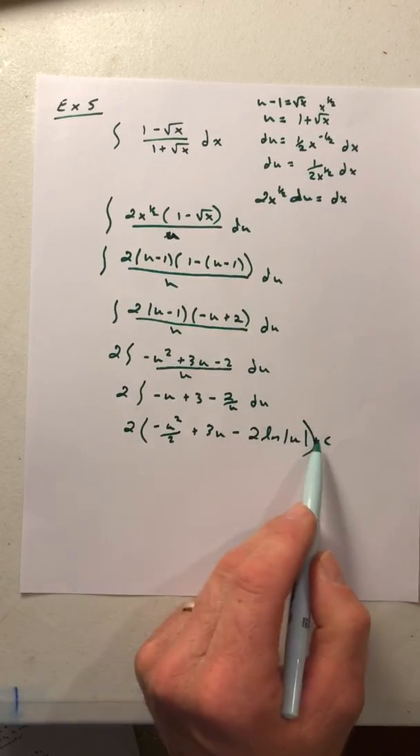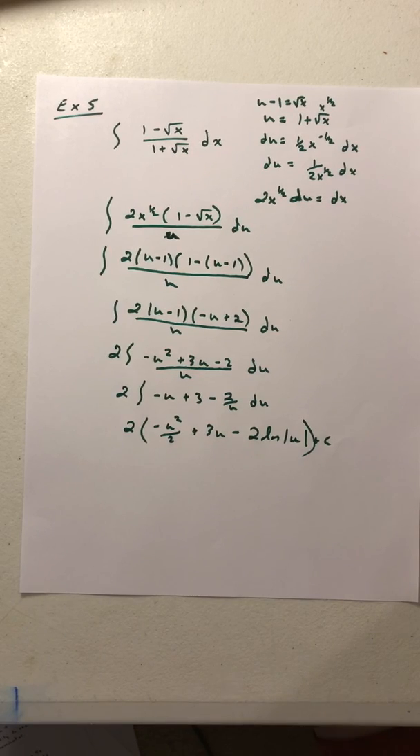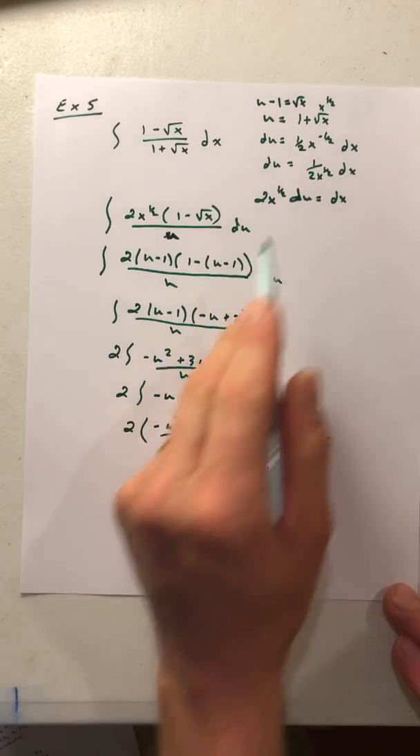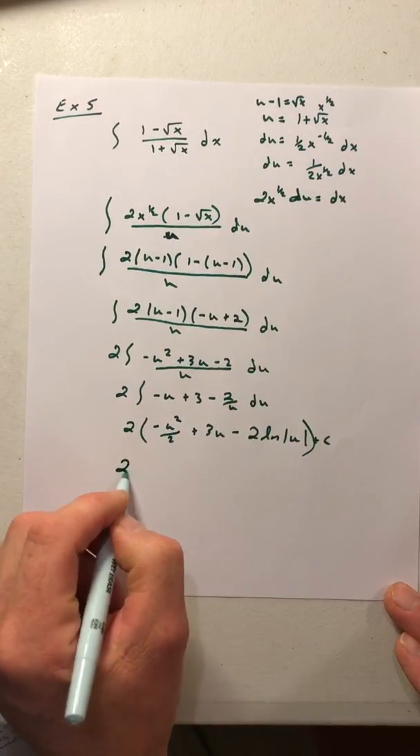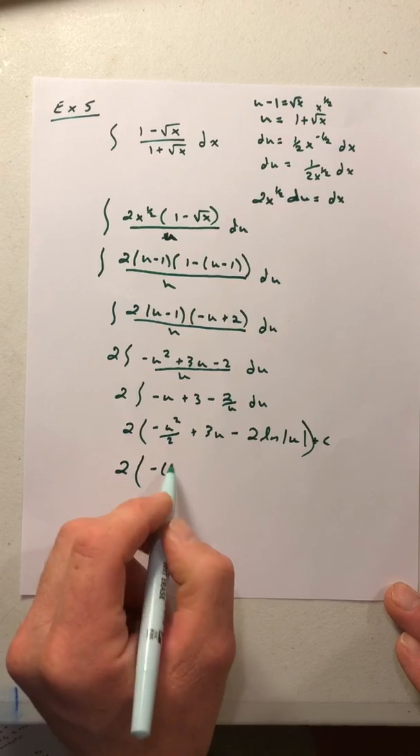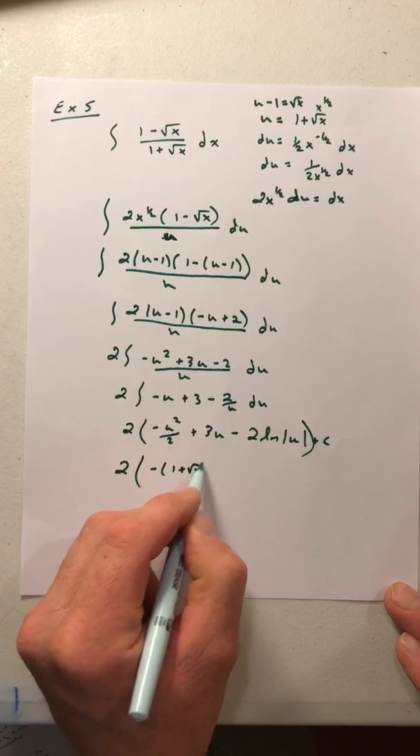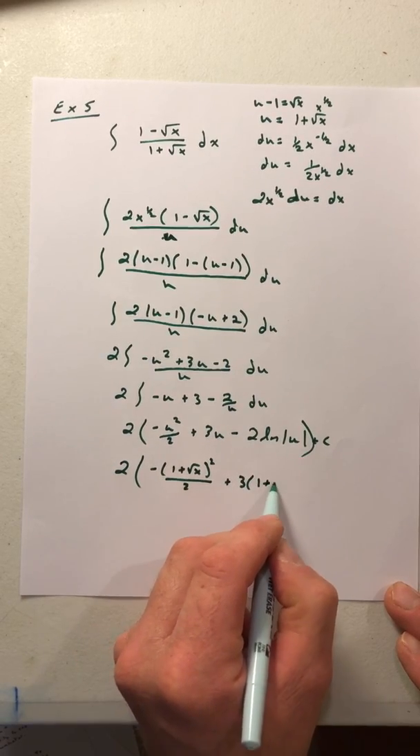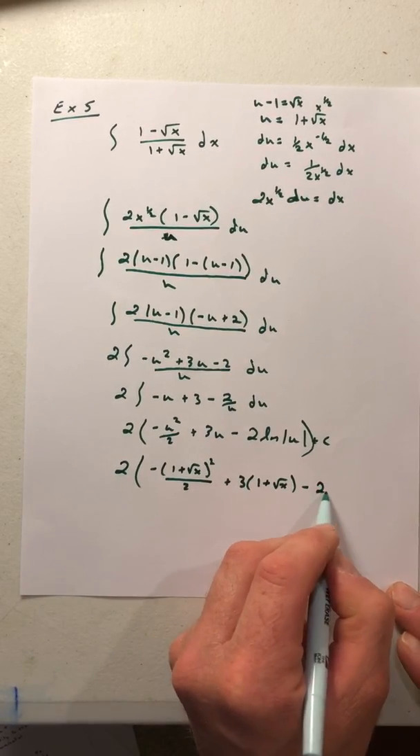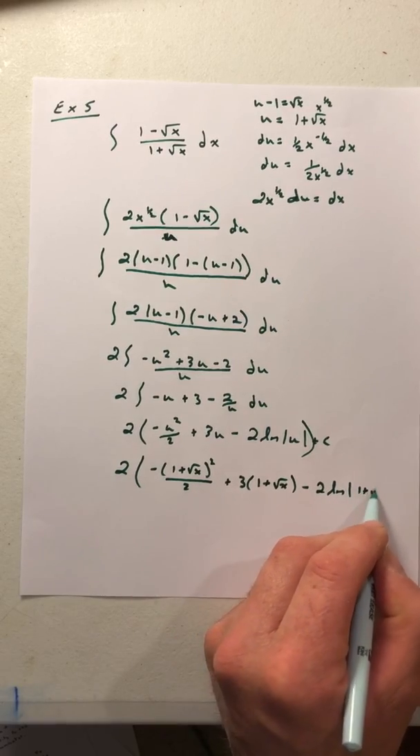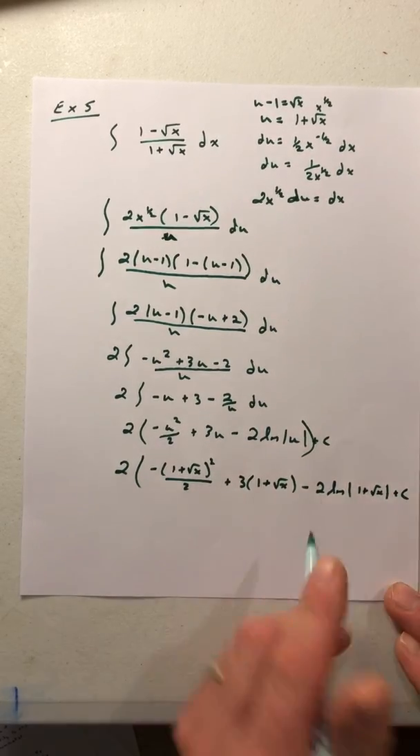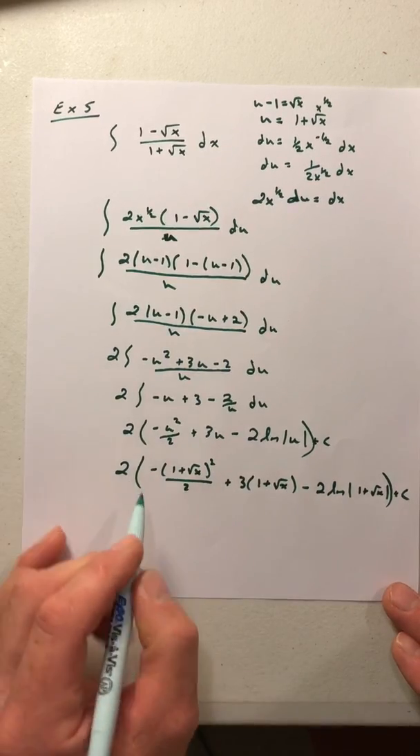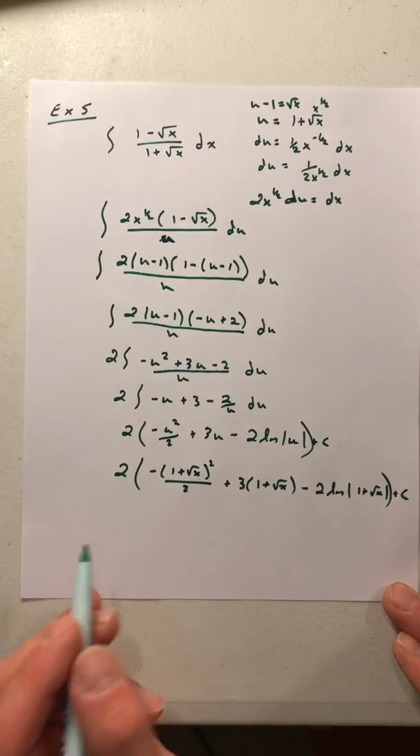Again, if we multiply the 2 to the c, 2 times c is a constant, so it just gives us another constant. Now we can go and replace our u's with 1 plus the square root of x. So we have 2 times the negative of 1 plus the square root of x squared over 2, plus 3 times 1 plus the square root of x, minus 2 natural logs of the absolute value of 1 plus the square root of x, plus c. I'm going to multiply my 2 through if you want. The 2's here are going to cancel, which is nice for us.